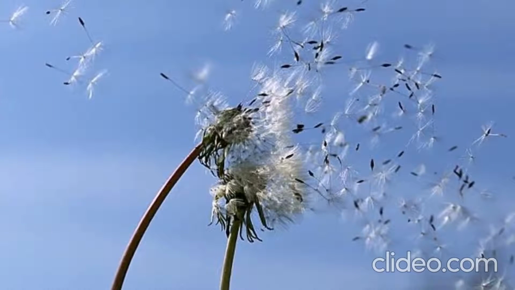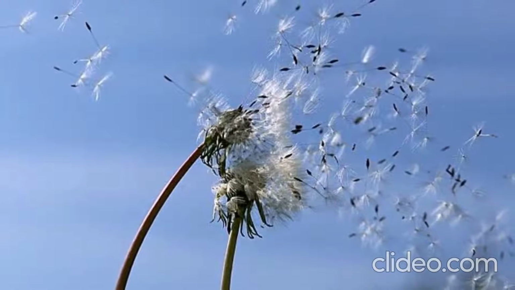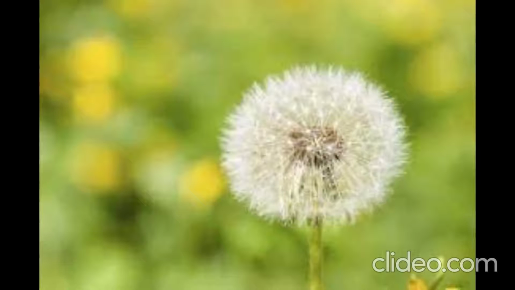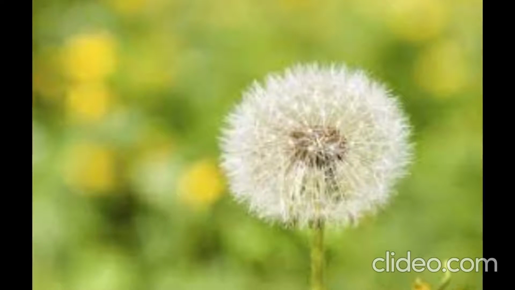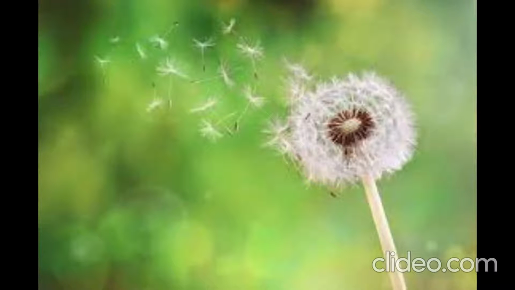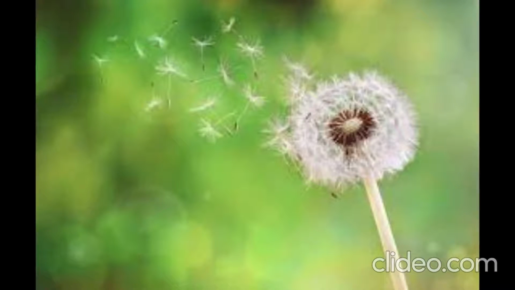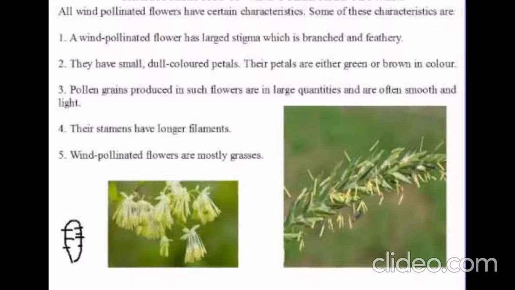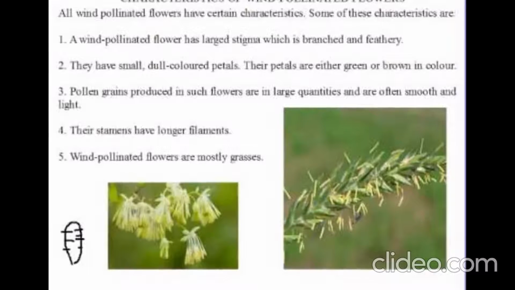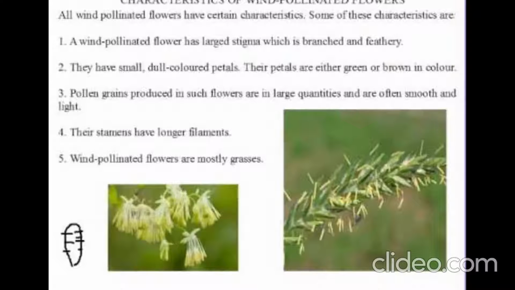Number 2. Wind. When wind is the agent of cross-pollination, it is called wind pollination. Some plants like maize, palm, pine, etc. produce dry pollen grains in large quantity. When these flowers mature, the pollen grain gets blown away by the wind. This is called wind pollination.